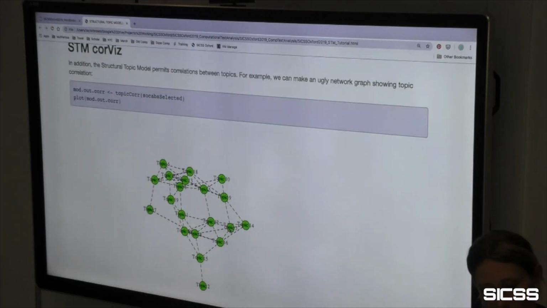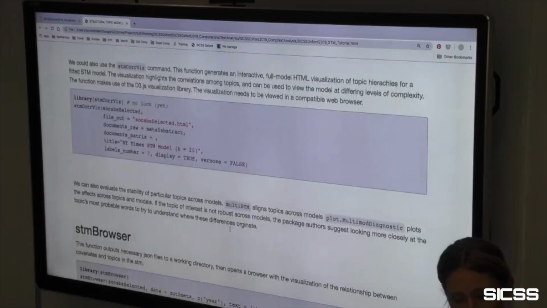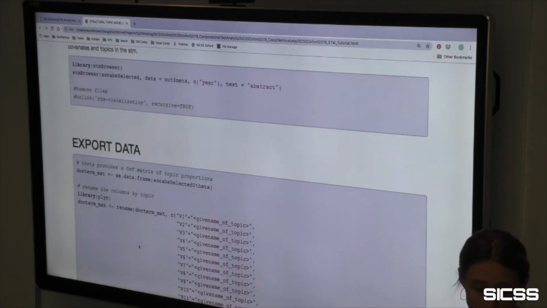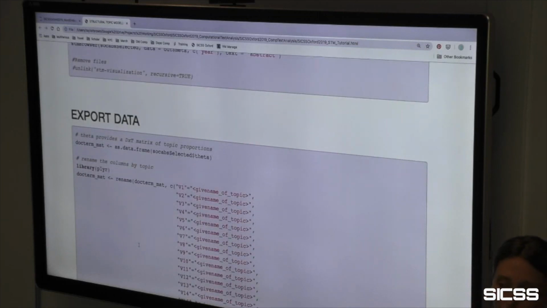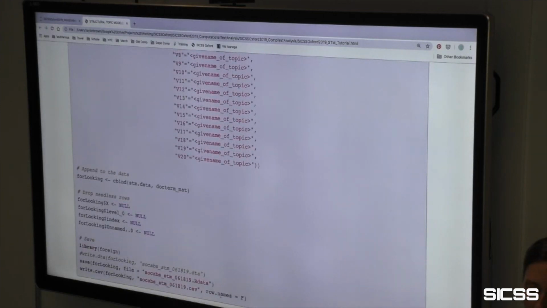This is just looking at how the topics are connected in a network according to the probability of their words. And then they've got this great STM corViz and STM browser that create HTMLs where you can click on and off and see the prevalence of topics move around. I didn't do any of that, but definitely play around with that if you do STM. And this is just how you would export the data to whatever format. I think I did Stata, RData, or CSV.